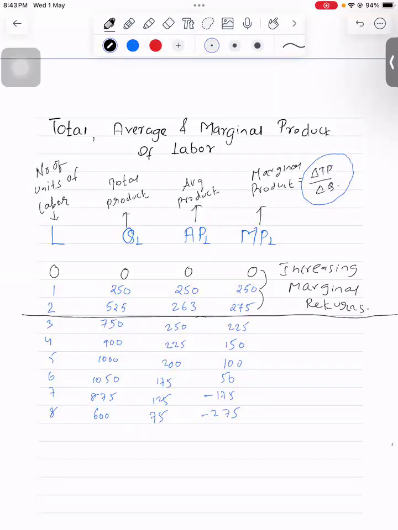Now look at what is happening from third worker. Marginal product is decreasing. From 275, it became 225. Then from 225, it went down to 150. From 150, it went down to 100. From 100, it went down to 50. So till sixth worker, marginal product is decreasing. This is known as decreasing marginal returns or diminishing marginal returns. So this is the law of diminishing marginal returns.